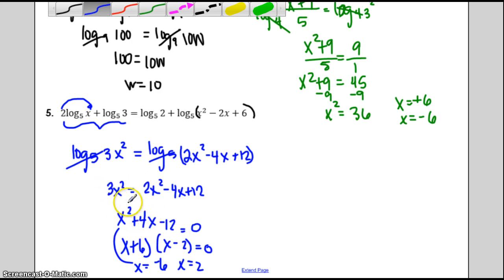And the reason we didn't move this 3x squared over is because that would give us a negative x squared, which we could do, but then we'd have to get rid of those negatives by dividing by negative 1, because we want a positive x squared. So now that we have that, we can factor and then solve and get our 2 answers.